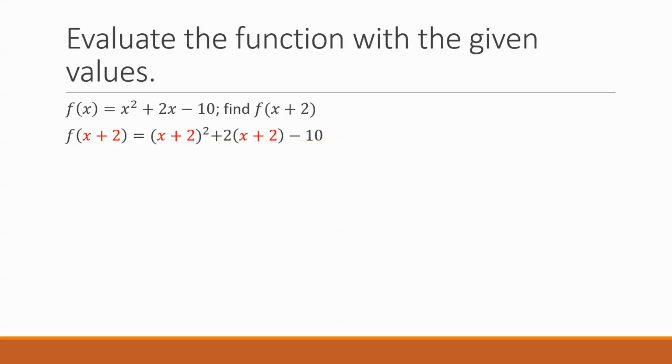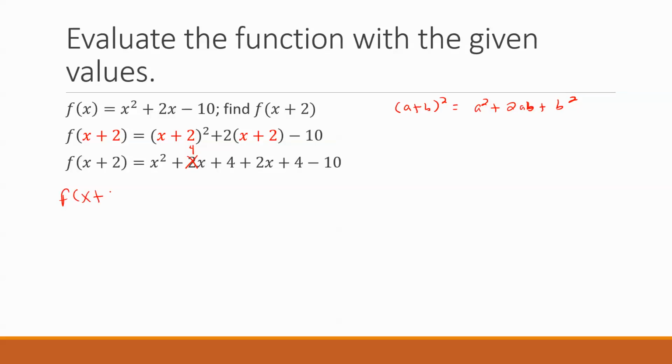Now we have to multiply this out, and remember that if we have a plus b squared, that's equal to a squared plus 2ab plus b squared. So that will give us x squared plus 4x plus 4 plus 2x plus 4 minus 10.